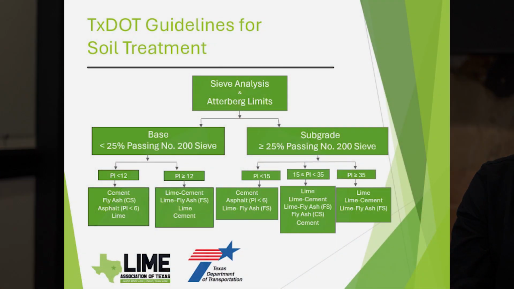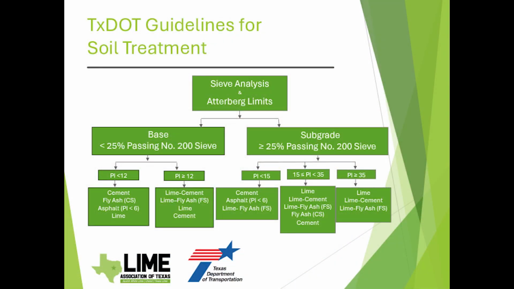But I think the important thing about this guideline is it steers you to what types of treatments you may be able to use in those ranges. And I always focus on that 15 to 35 PI range under subgrade. You could read that and say, okay, so if the soil is between a PI of 15 and 35, I can just sort of pick any of those. And that's really not what the guideline is saying.